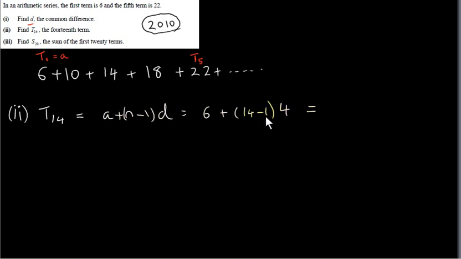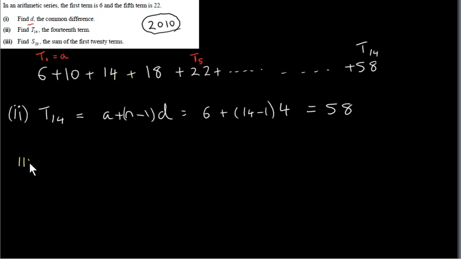So we have 14 minus 1 is 13. 13 times 4 is 52. We have 52 plus 6, which is 58. So T14, the 14th term, is 58, so that's somewhere along here.